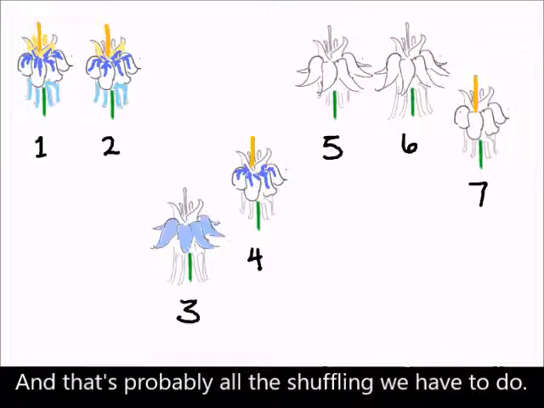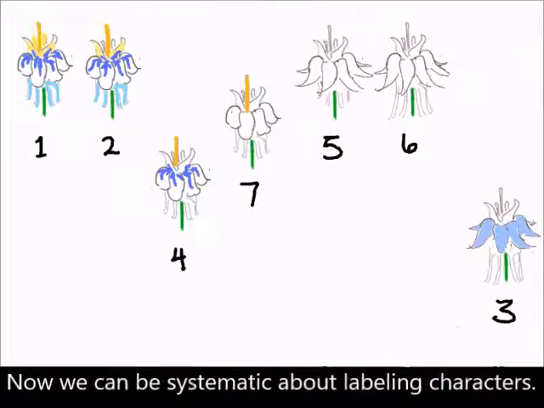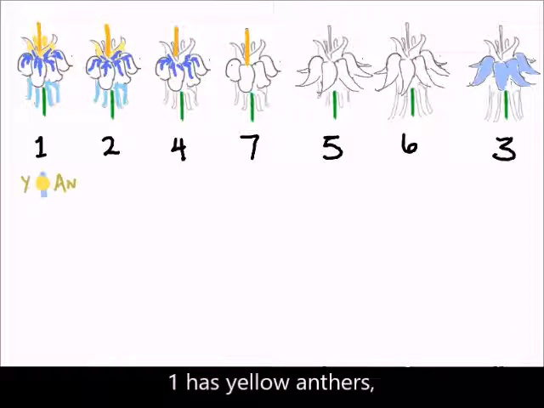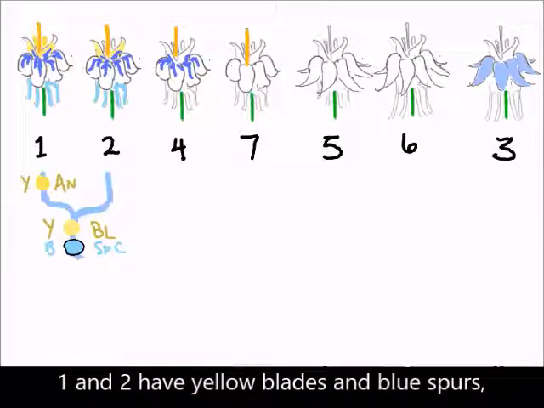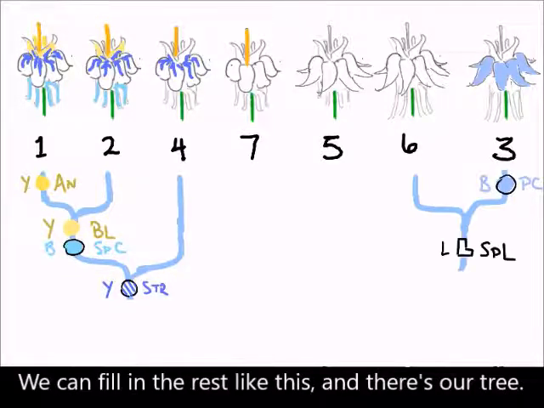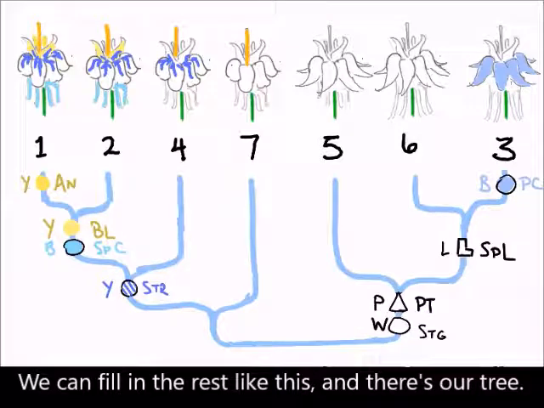And that's probably all the shuffling we have to do. Now we can be systematic about labeling characters. 1 has yellow anthers, 1 and 2 have yellow blades and blue spurs, 1, 2, and 4 have stripes. You get the idea. We can fill in the rest like this, and there's our tree.